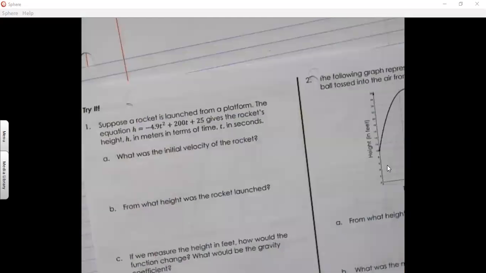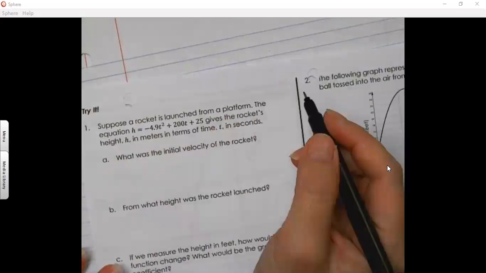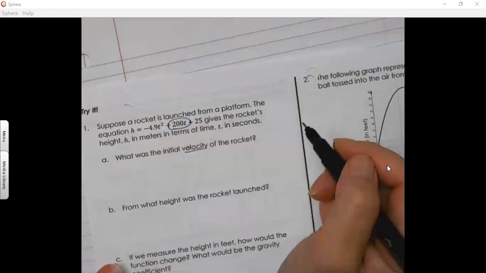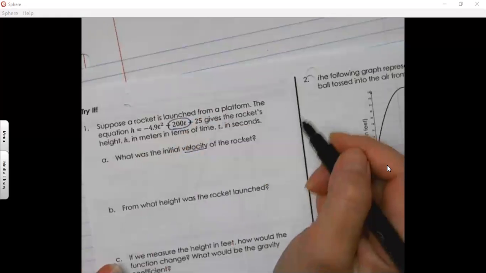Suppose a rocket is launched from a platform. The equation h equals negative 4.9 t squared plus 200 t plus 25 gives the rocket's height in meters in terms of time in seconds. What was the initial velocity of the rocket? 200 what? Meters per second. Velocity, you have to give me the, is it feet? Is it meters per what? Minutes, seconds, hours? So 200 meters per second.